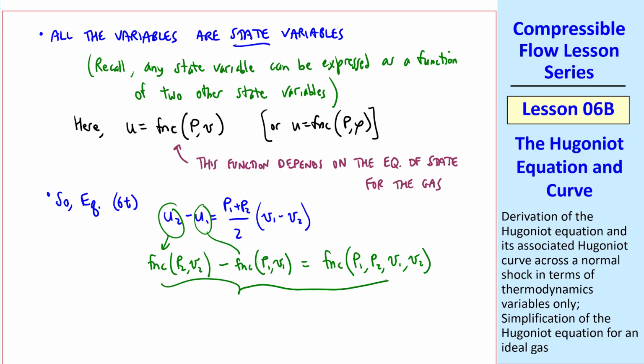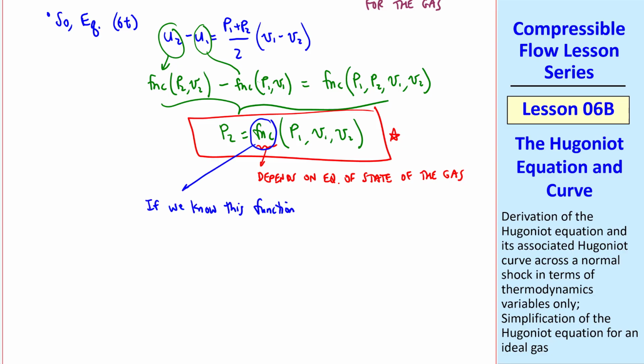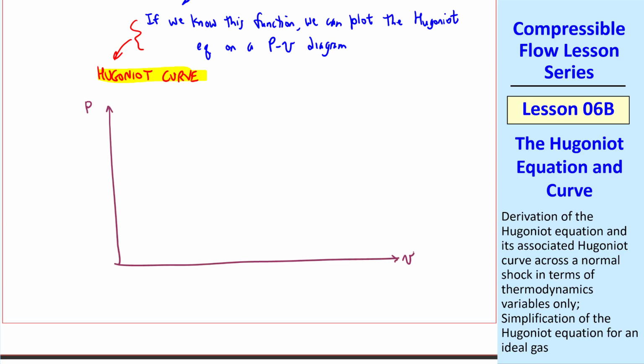Or in general, we can write P2 as a function of P1, V1, and V2. Again, this is a general equation, and this function depends on the equation of state of the gas. If we know this function, we can plot the Hugoniot equation on a PV diagram. Pressure as a function of specific volume, which is what any good thermodynamicist would do. This would generate what we call the Hugoniot curve. I'll sketch it here on a PV diagram.